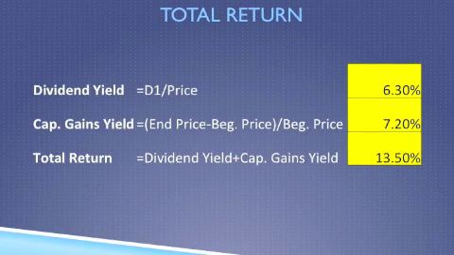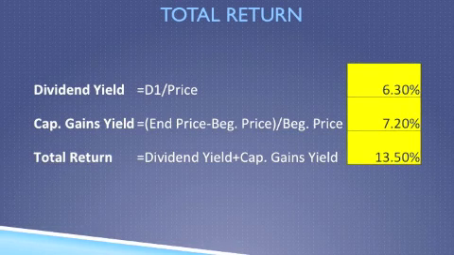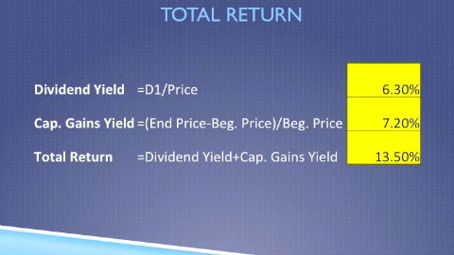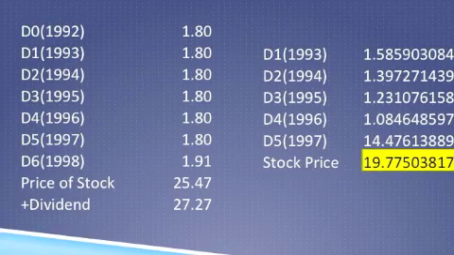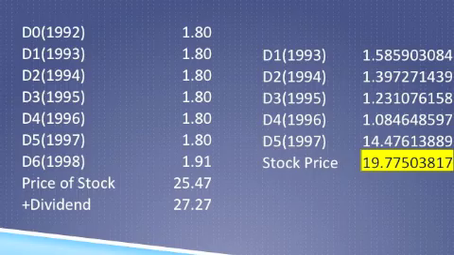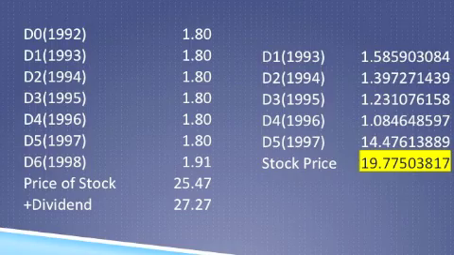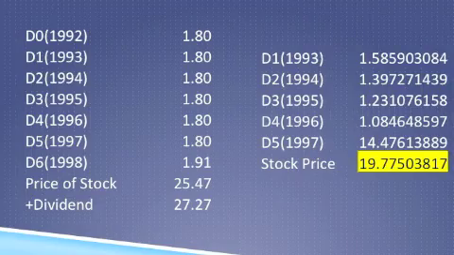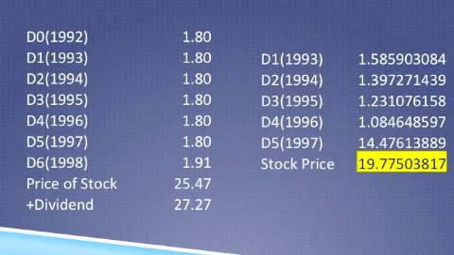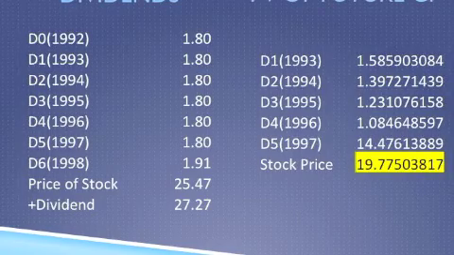The total return for 1992 is calculated by the sum of the dividend yield and the capital gains yield. This gives you a total of 13.5%. To find the stock price, you must calculate the annual dividends for each year, taking into consideration the conditions given in the question. You then find the price of the stock by adding up all of the dividends, then adding the year 5 dividend, which equals $27.27. This is the same approach used previously.